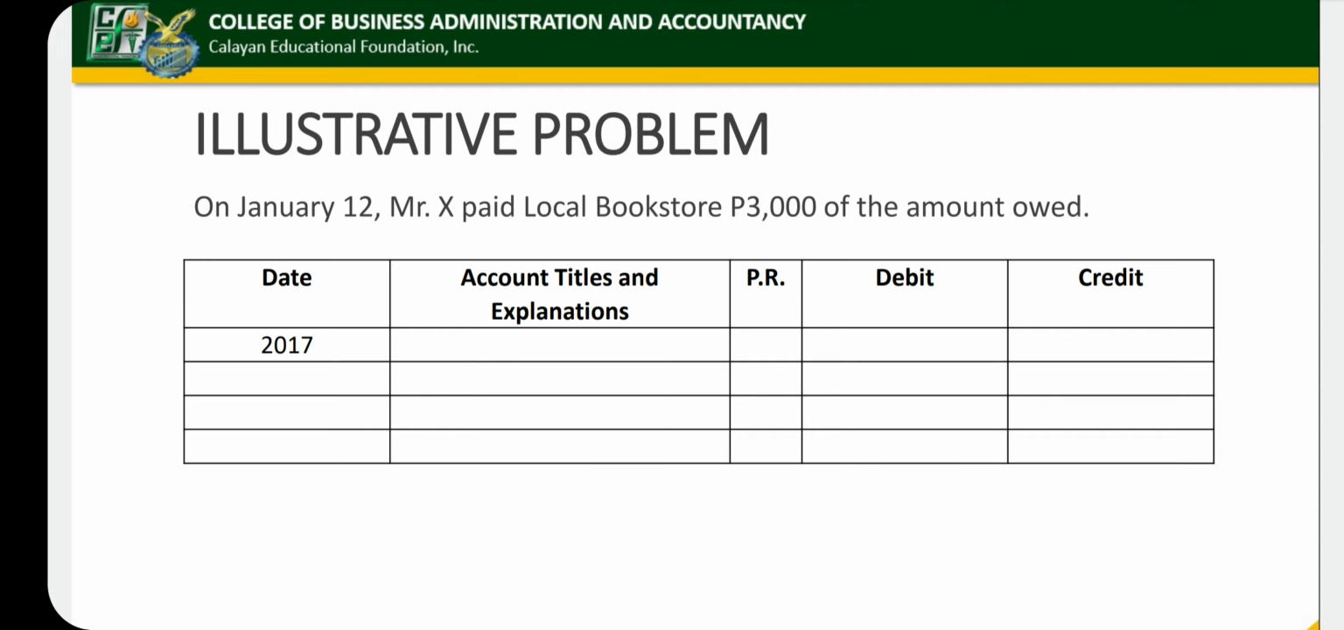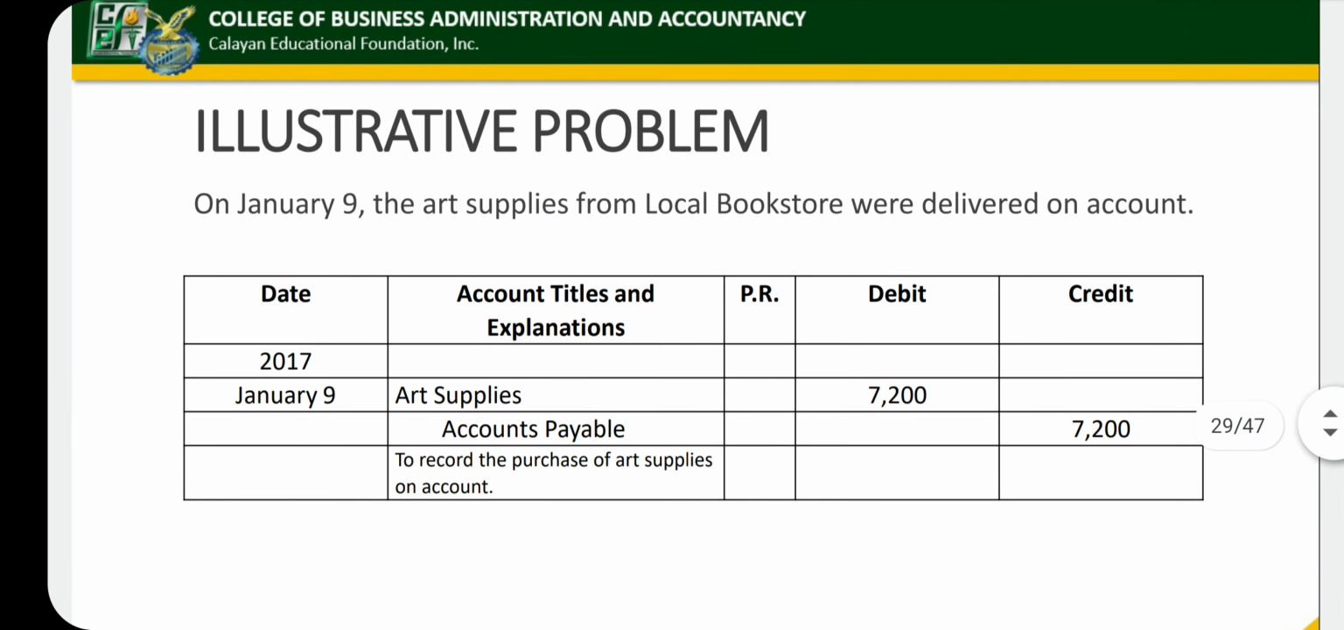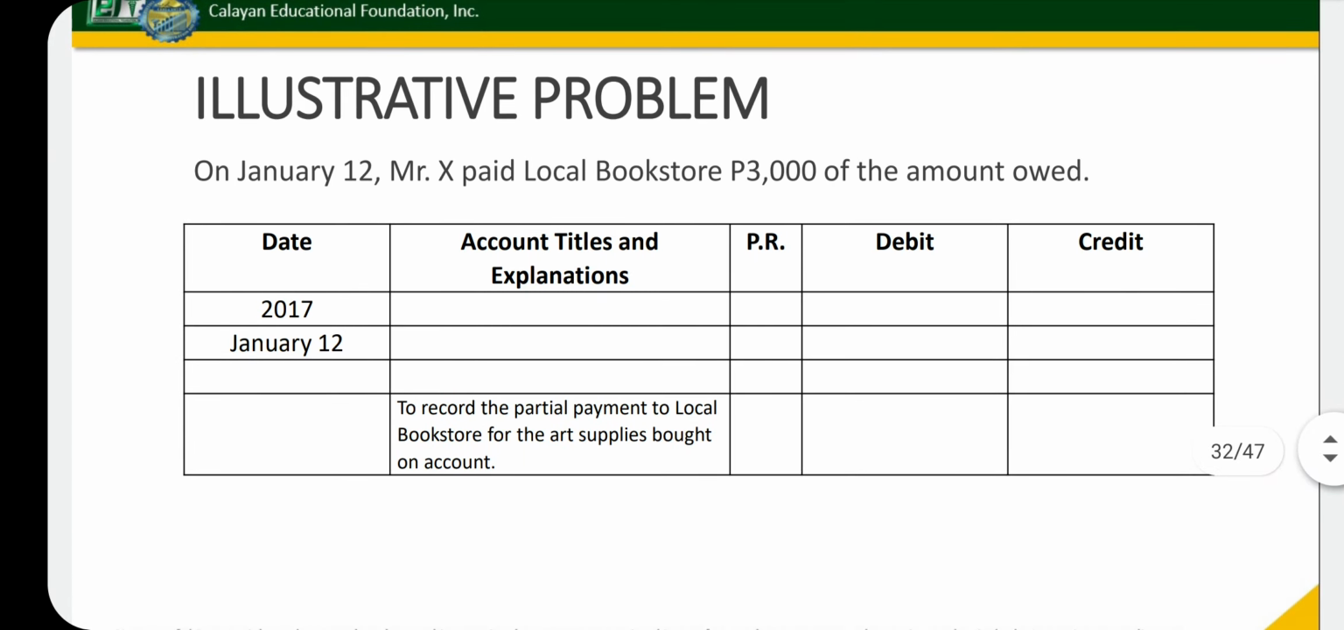So, in this example, we purchased supplies on account from the local bookstore in the amount of 7,200. On January 12, we're going to make a partial payment for the supplies that we bought on account from the local bookstore. To record this transaction, a liability in the form of accounts payable will decrease, right?